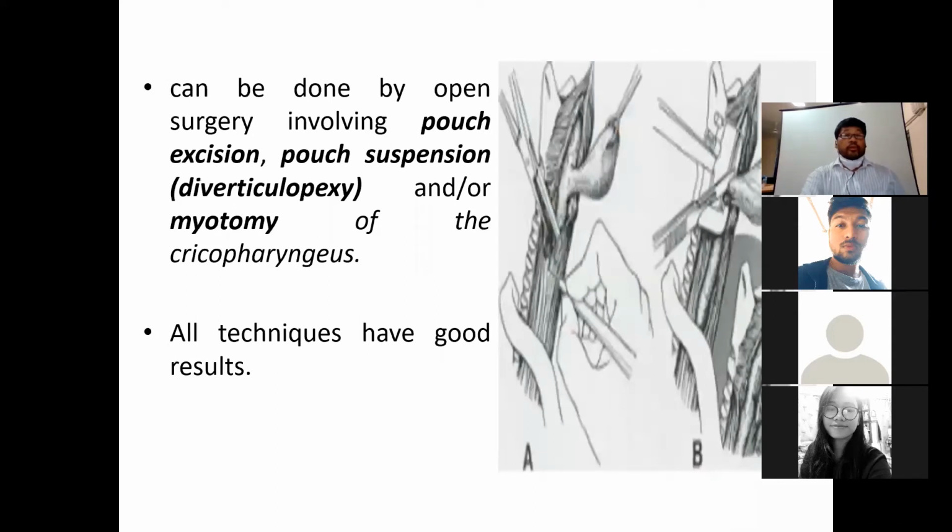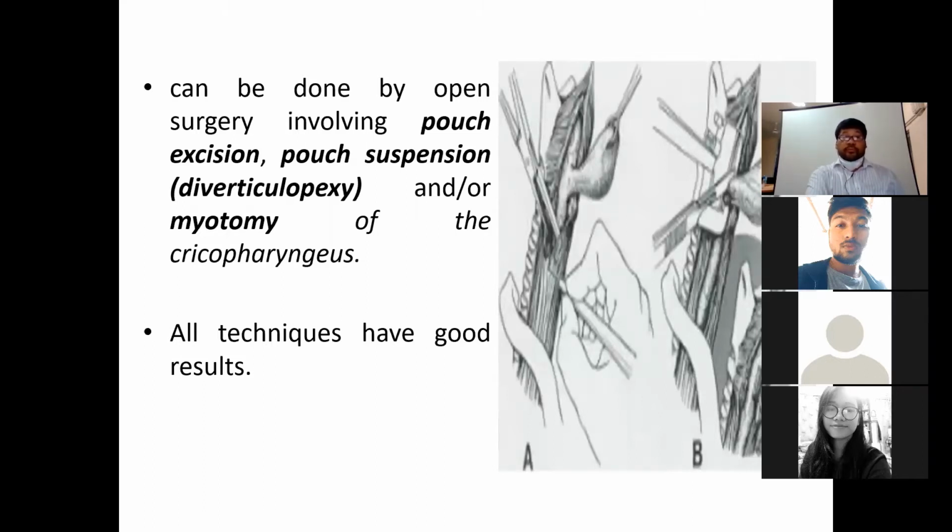Similarly, it can be done by open approach. So we dissect the diverticulum, and the diverticulum is isolated. We excise it and repair the base of the diverticulum, and plus minus we can go for myotomy of the cricopharyngeus muscle. Here we can see this diverticulum is separated, myotomy is being performed, and it will be divided and repaired. So the procedure will be pouch excision, pouch suspension, or we can say diverticulopexy without myotomy.